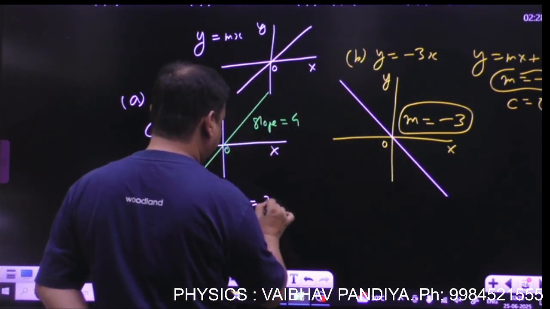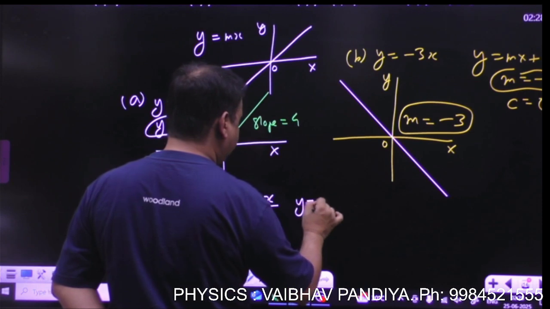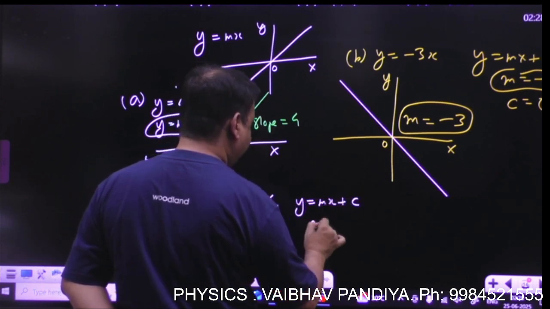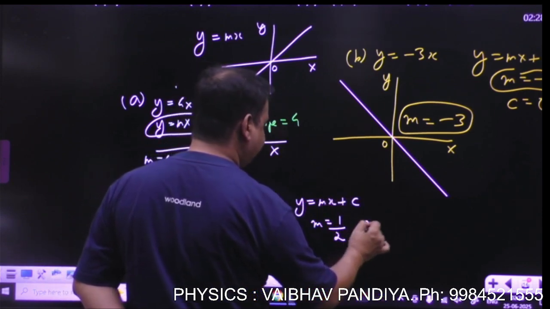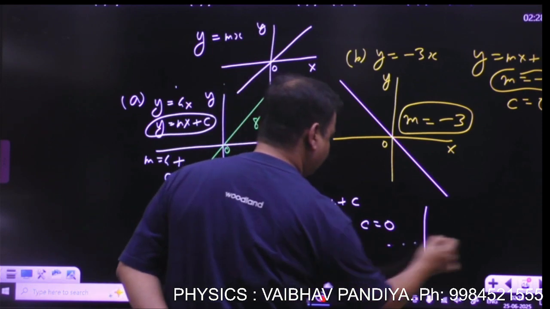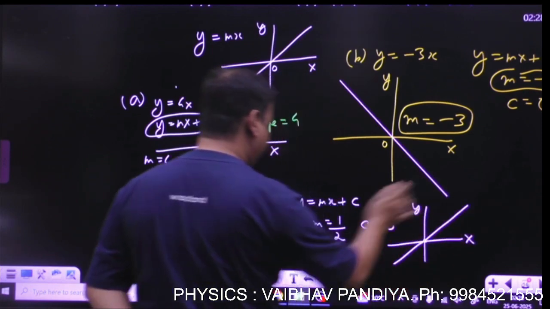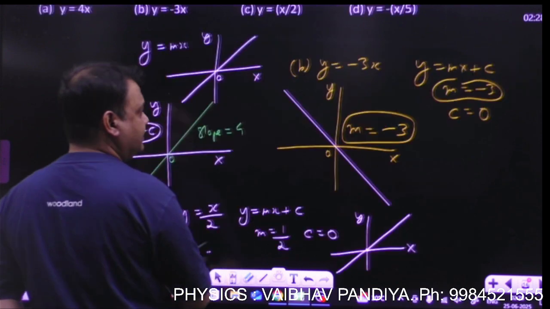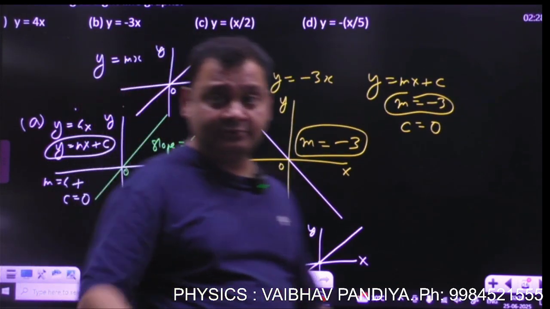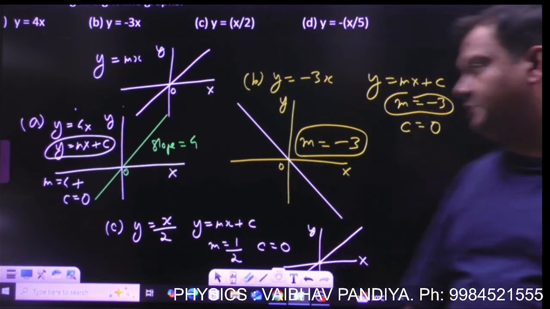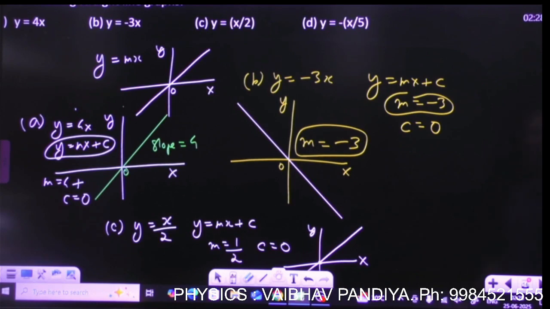y is x by 2. If you compare it with this, slope is coming to be positive, that is half, and c is coming to be 0. So again the graph will pass through the origin and the line will be upward sloping. Next, the slope is minus 1 by 5, and c is 0. The graph will be going downward, again passing through the origin.